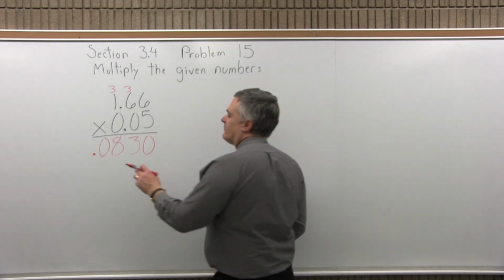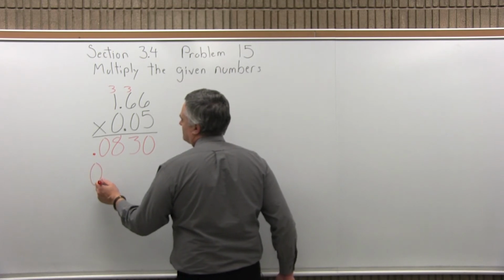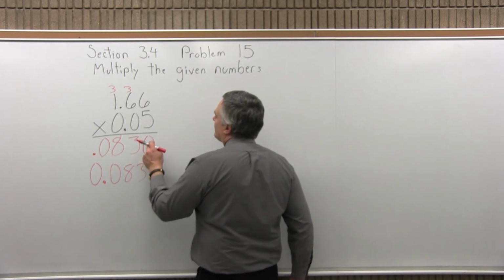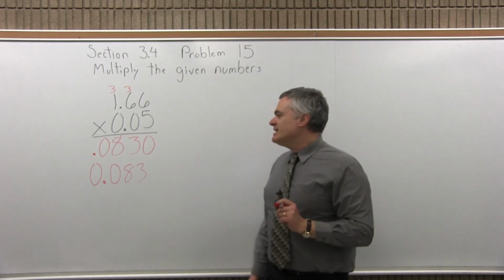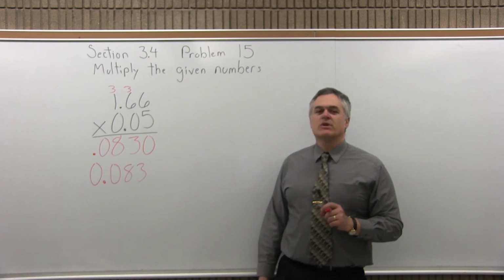0.0830. So the first 0 before the decimal you don't have to write. That's kind of optional, but we can include it. The last 0 to the right doesn't need to be written. We can just let that drop off. So 0.083 is the answer.